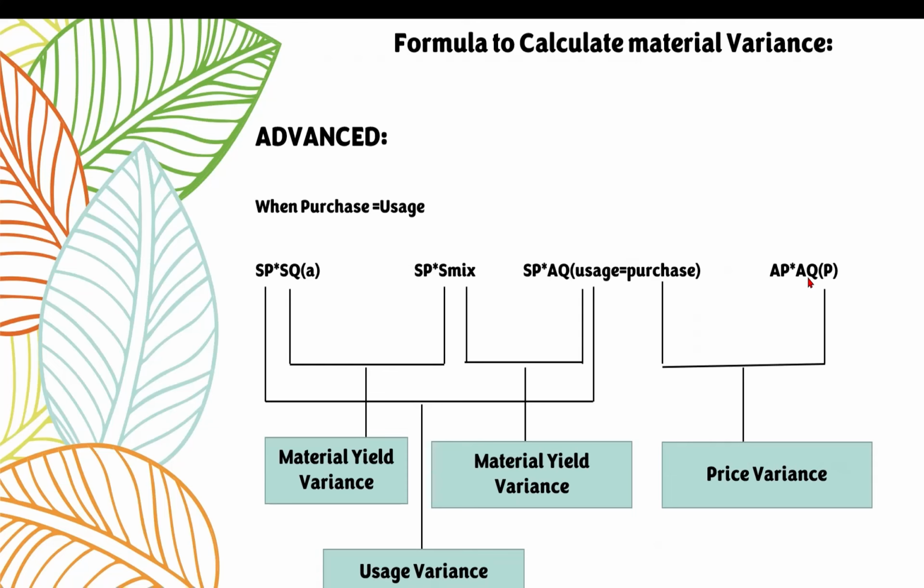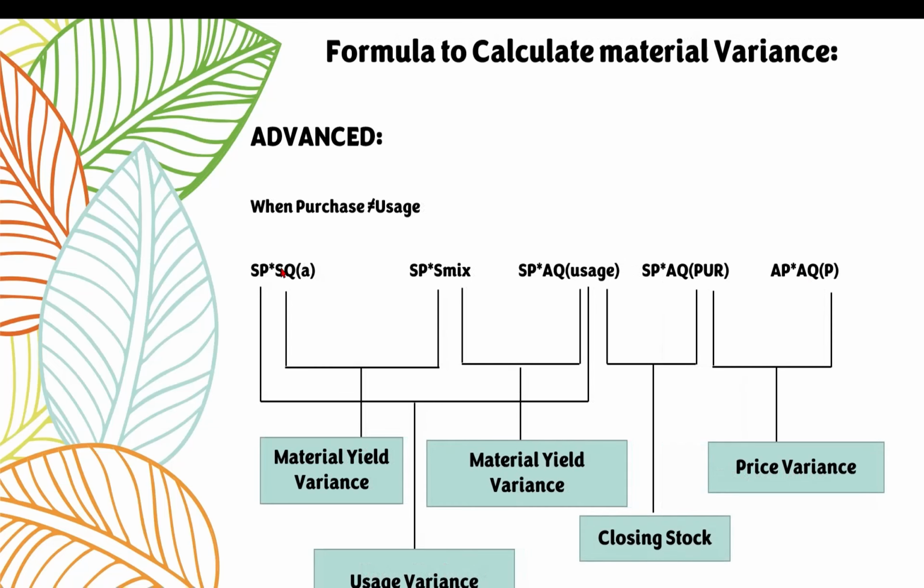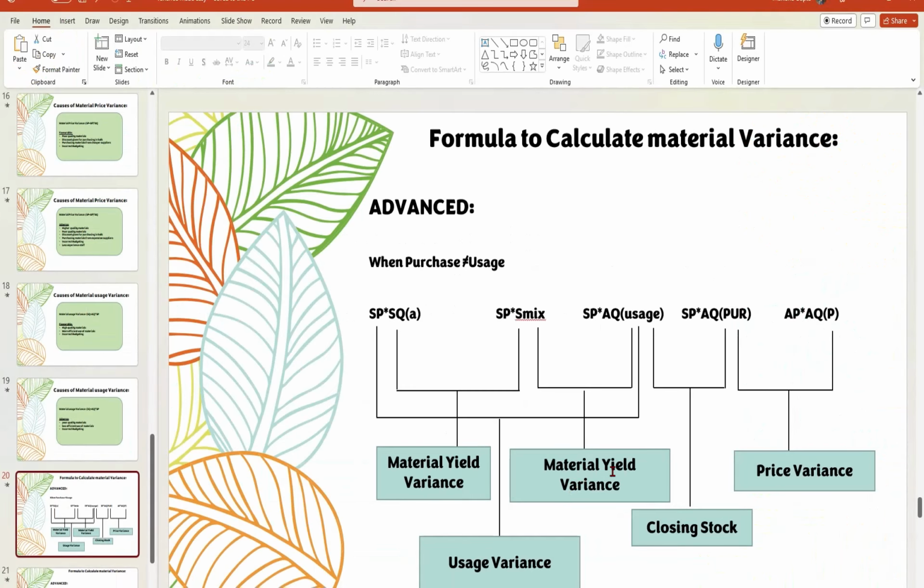Okay, and now the difference of the first two is your material yield variance, and the difference of the second and third is your, okay, I think there is a spelling mistake. Just a second, let me check it out. Yeah, this one is the mix. This one is material mix variance. Yes.